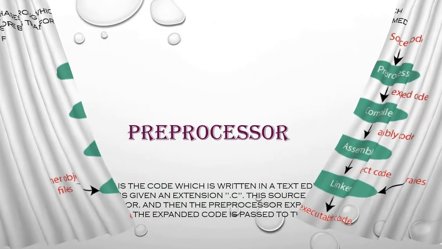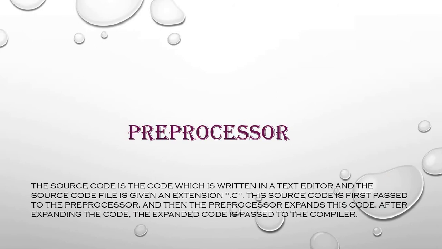Now one by one we will see about them deeply. First of all, the preprocessor. The source code is the code which is written in the text editor, and the source code file is given the extension .c, basically for C code. This source code is first passed to the preprocessor, and then the preprocessor expands this code, and after expanding this code, it is passed to the compiler.